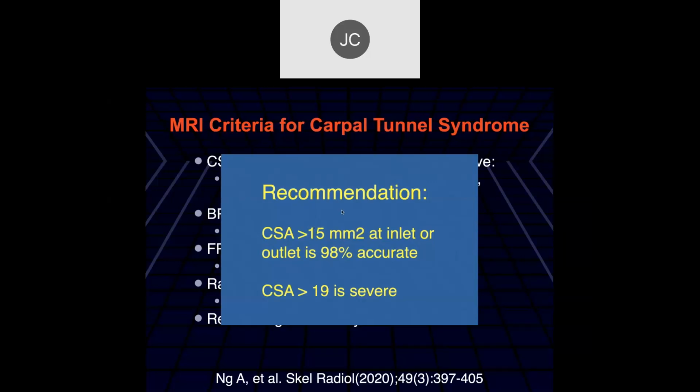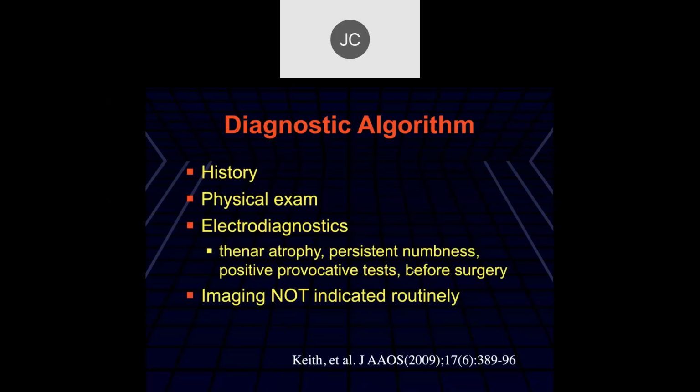What they recommended is looking at the cross-sectional area. If it's greater than 15 millimeters square at the inlet, right proximal to the carpal tunnel, or outlet, they said that this was 98% indicative of correlating with symptoms of carpal tunnel syndrome. If it's greater than 19 millimeters in cross-sectional area, then there's a very high correlation with severe carpal tunnel syndrome. So they recommend looking at the ratio of the cross-sectional area of the inlet, right proximal to the carpal tunnel, versus the actual cross-sectional area inside the carpal tunnel.